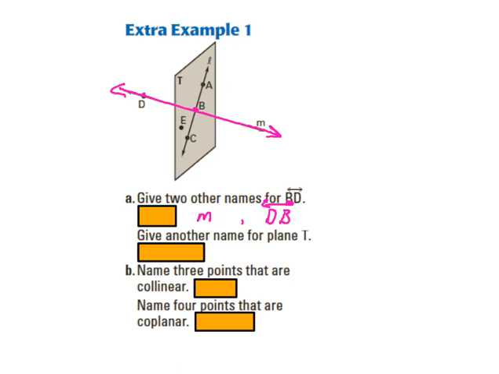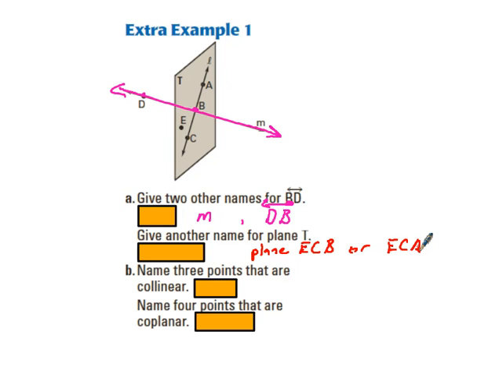Trying the next one, it says give another name for plane T. Plane T. That's the gray plane there. Oh, we need 3 non-collinear points. So I could say plane, let's see, ECB. Or ECA, or any other 3 points that are non-collinear.